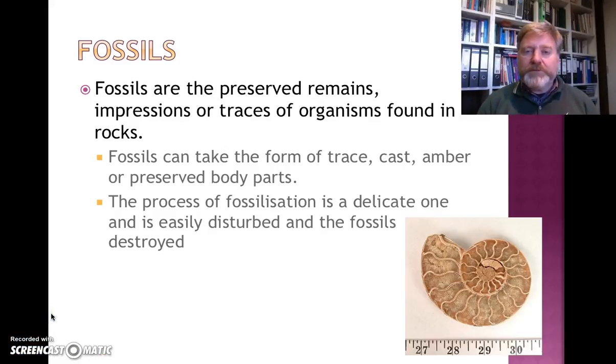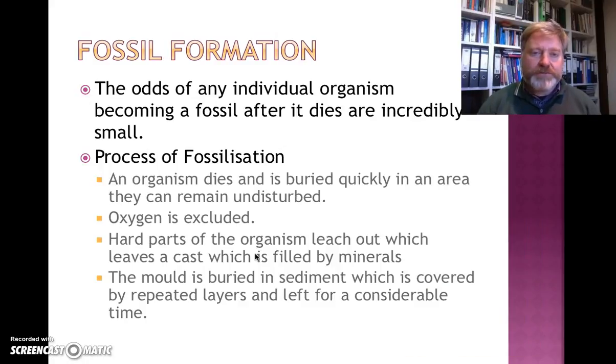So they're basically preserved remains. You can have lovely fossils like this one here, a bit of a trilobite, and that shows us where the shell was, but it's actually a cast of that shell. So it's not a true shell, it's a shell that's been replaced by other minerals. We call that a trace, we call that a cast. You have traces, amber of course, preserved parts.